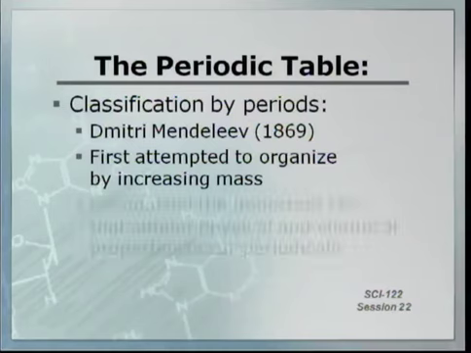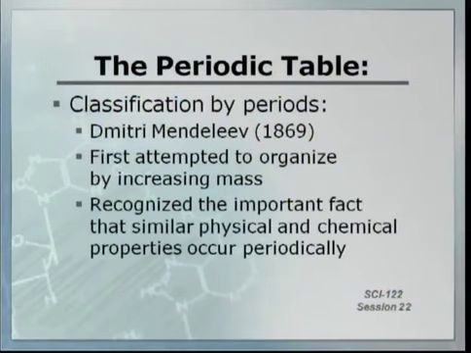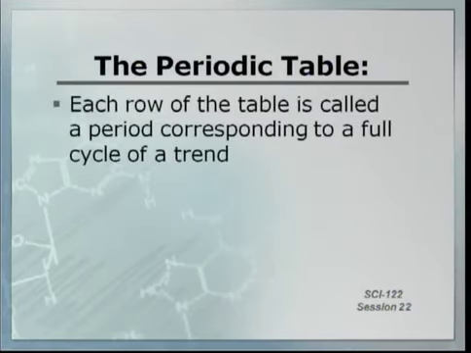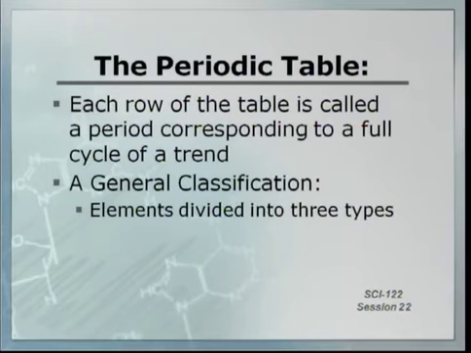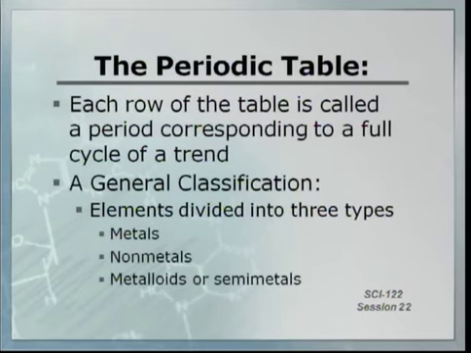And so the idea is that he recognized the important fact that similar physical and chemical properties occur periodically. And so each row of the table is called a period, corresponding to a full cycle of a particular change in physical and chemical property, that change in trend. And so a general classification is pretty straightforward. We're going to divide the elements into three types. The first type will be called the metals. The second type will be called the nonmetals. And the third type will be called metalloids or semi-metals. So let's take a look at the periodic table again to see where these things can be found and what they might look like.